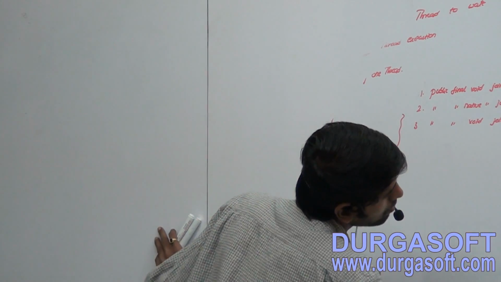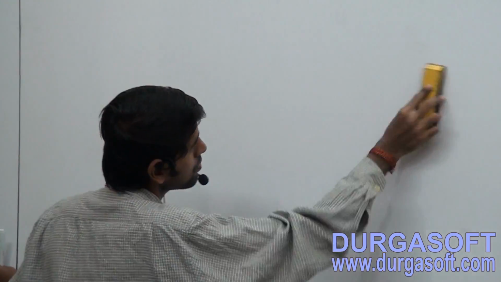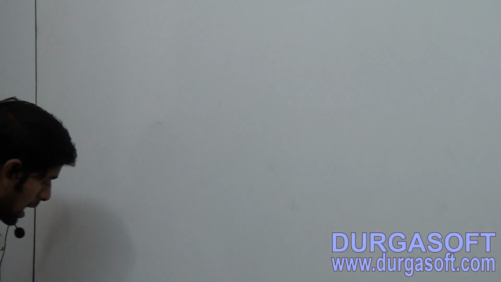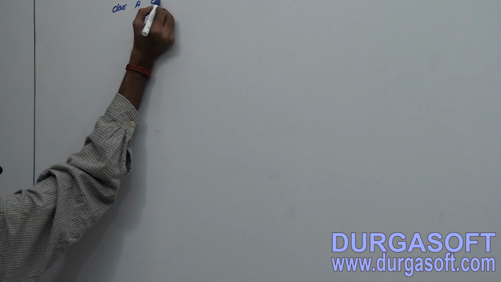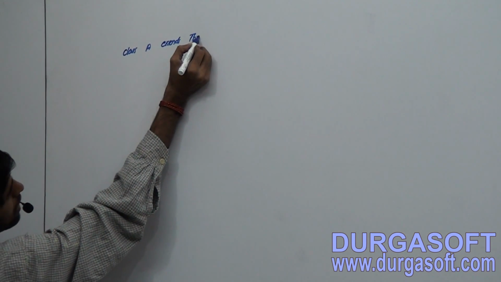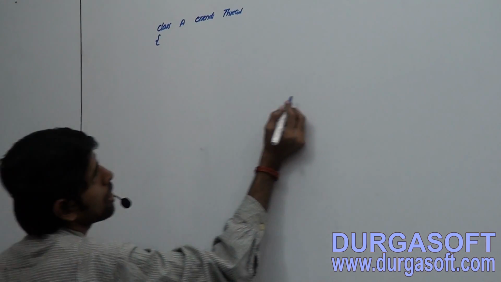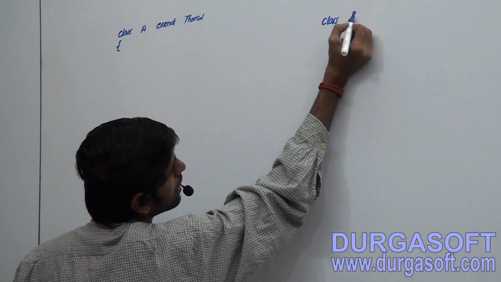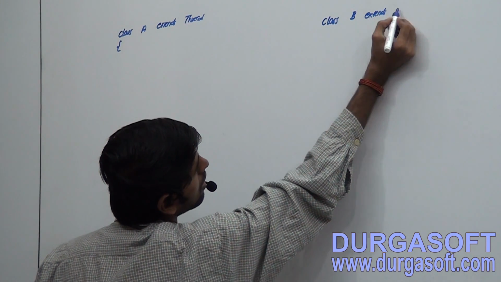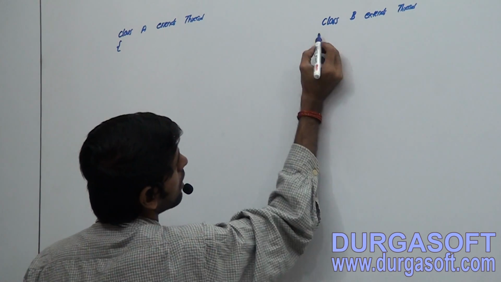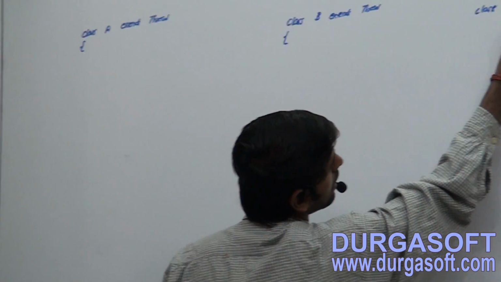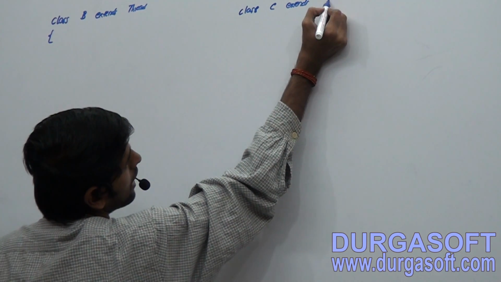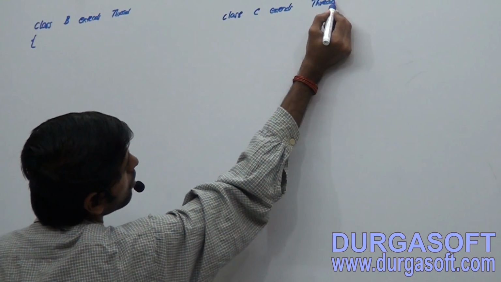Let us go and develop the piece of code. Now see here, I am going to take one class A extends Thread, and one more class B extends Thread, and one more class C extends Thread. Why am I taking Thread? I will tell you, each and every class instance is going to represent one thread.